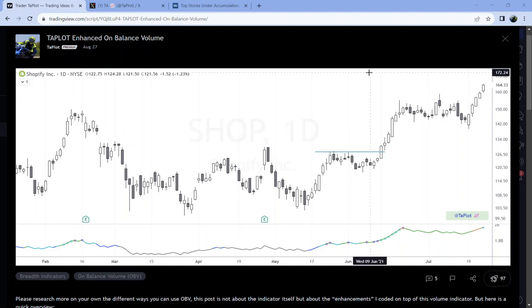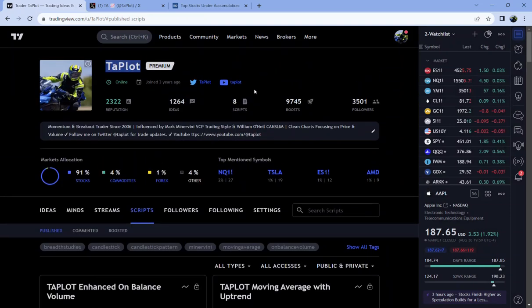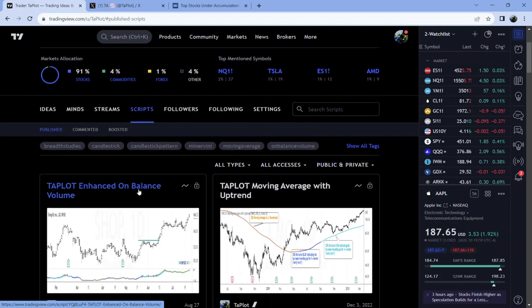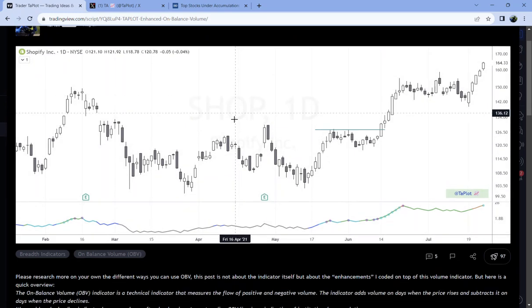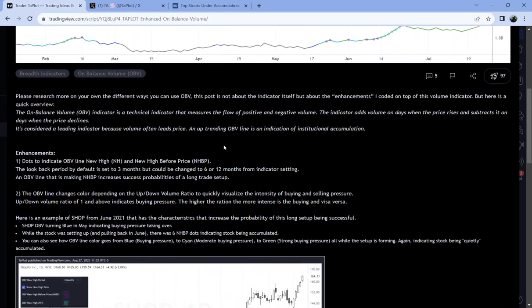First, how do you get to the indicator? I'll put links in the YouTube description, but you go to my script page on TradingView. You actually get to my profile, and then you go to scripts, and it should be the last script here for you. You just click on it, and then it takes you over to the script page. There's a description of what the indicator is. I'm going to go through this quickly. This is not going to explain what unbalanced volume is.